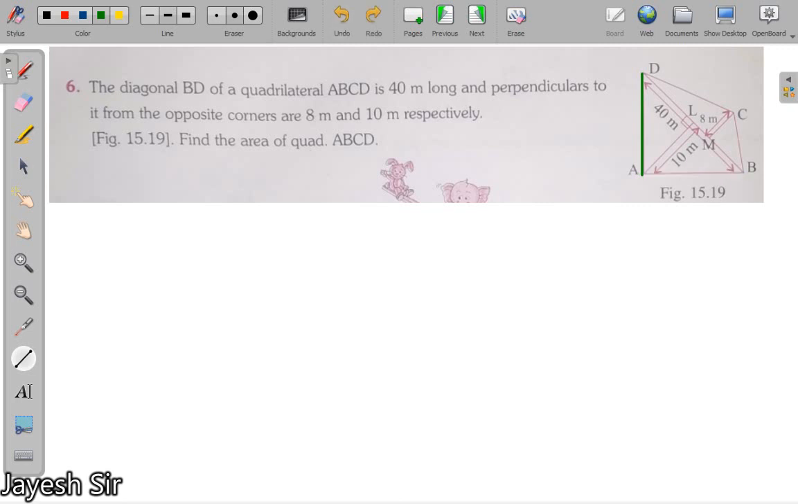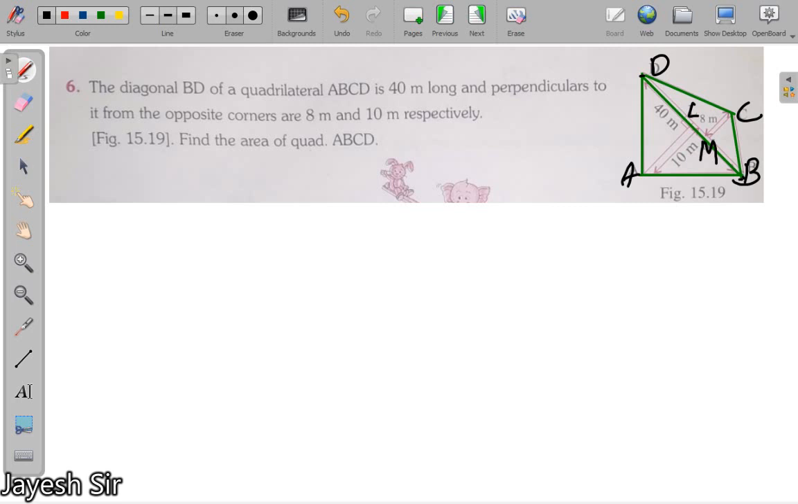Now question number 6 is not a parallelogram. It is a simple quadrilateral. Okay, this is point M here. Now this quadrilateral A, B, C, D, there is a diagonal DB for this quadrilateral. Okay, there is point L. So this diagonal is essentially dividing this quadrilateral into two smaller triangles.